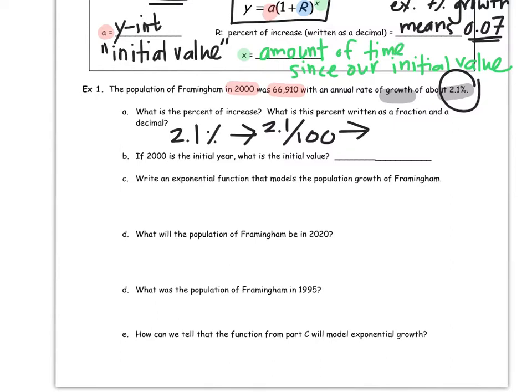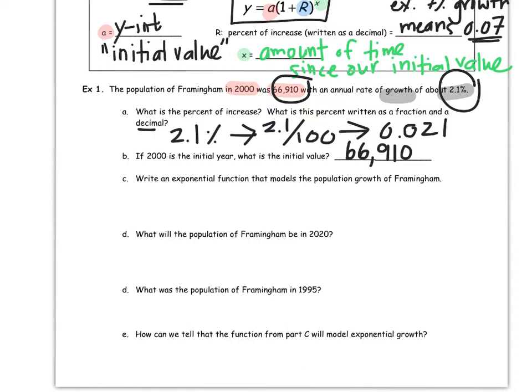As a decimal, we would divide 2.1 divided by 100, and we get 0.021. Next, it says if 2000 is the initial year, what is the initial value? And that's this number right here, 66,910 people.